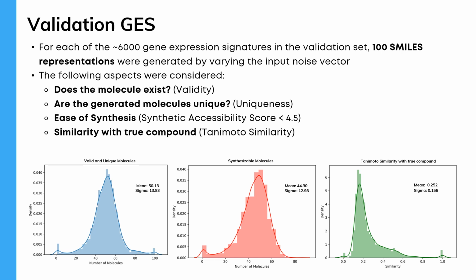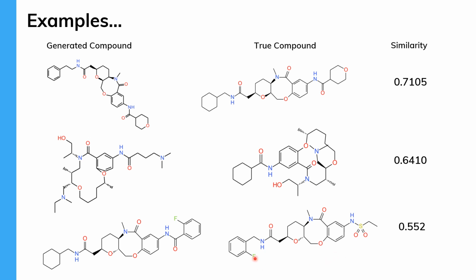The rightmost plot shows the distribution of the similarity between the true compound and one of those 100 compounds across all signatures. The mean similarity is 0.252. Here are a few examples of the best predictions of the model. The left column consists of compounds generated by the model. The next column are true compounds. Although these are different and new molecules, certain important structural features are correctly predicted by our model while also maintaining a reasonably high Tanimoto similarity.